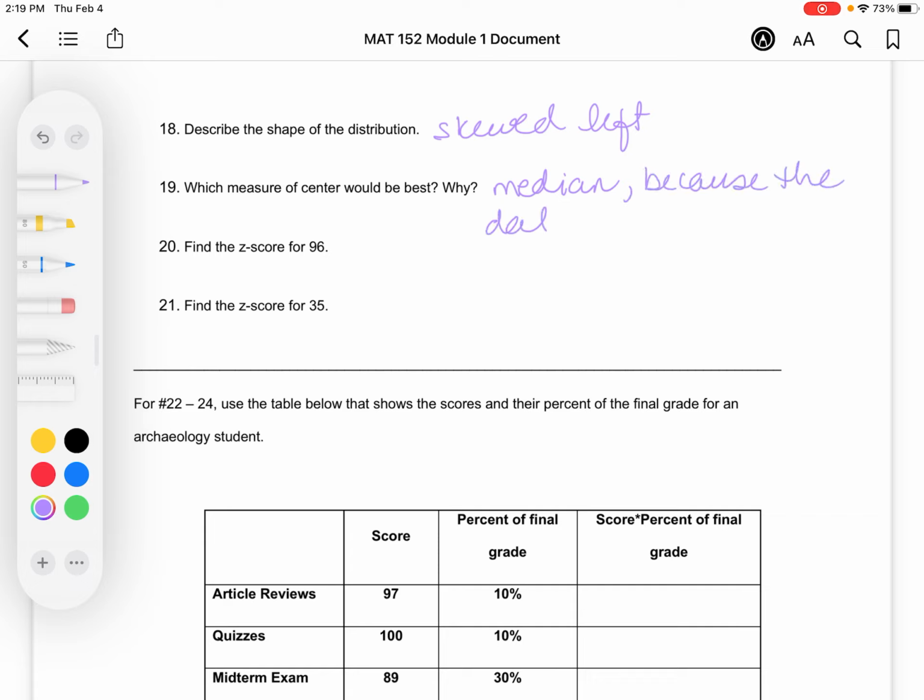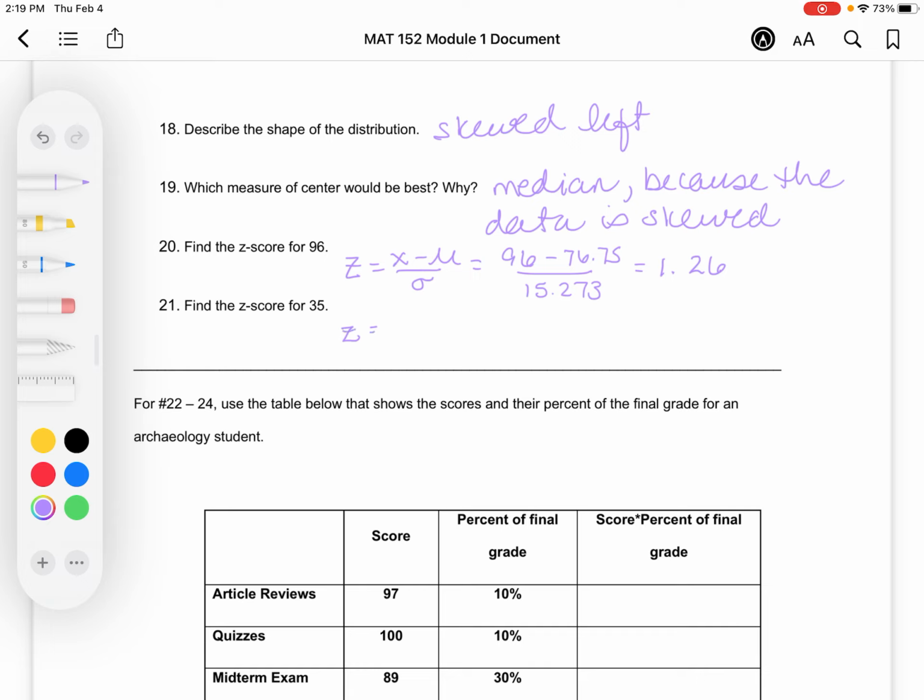To find the z-score for 96, if z is equal to x minus mu over sigma, 96 minus 76.75 divided by 15.273. That gives me a z-score of 1.26. So 96 is 1.26 standard deviations above the mean.